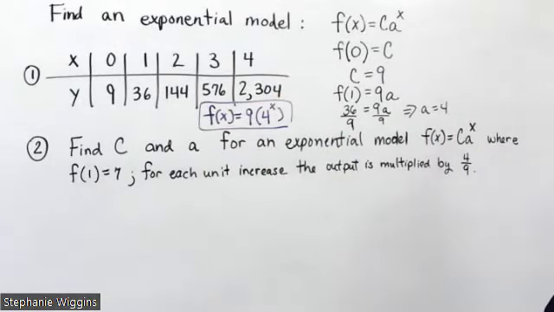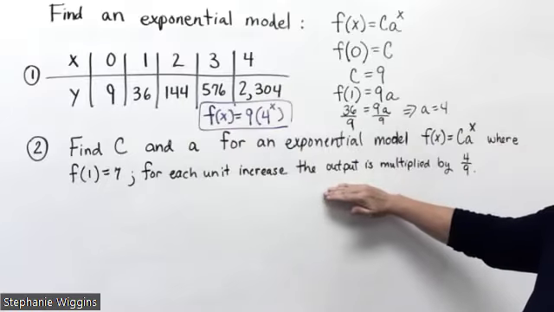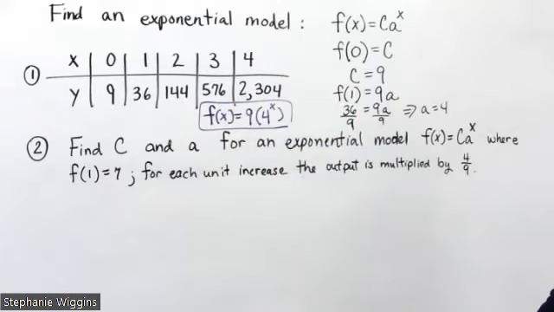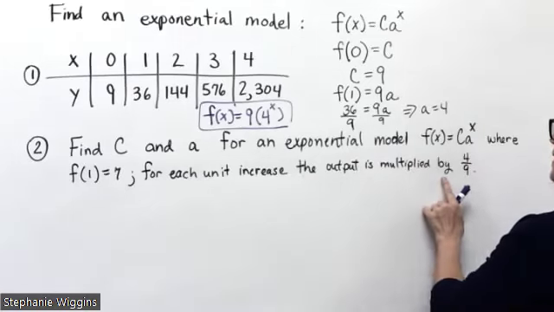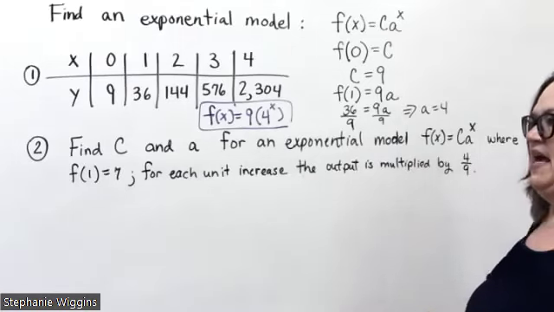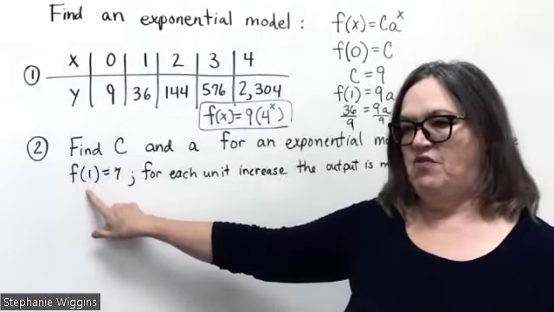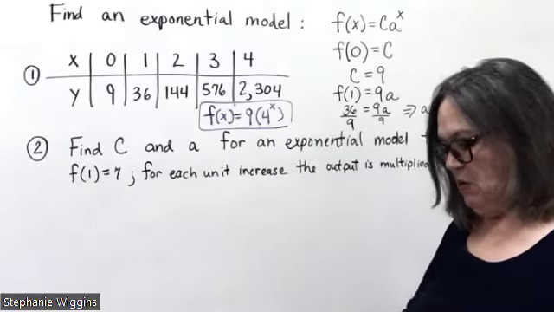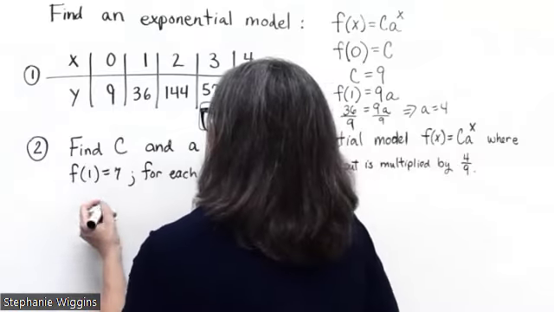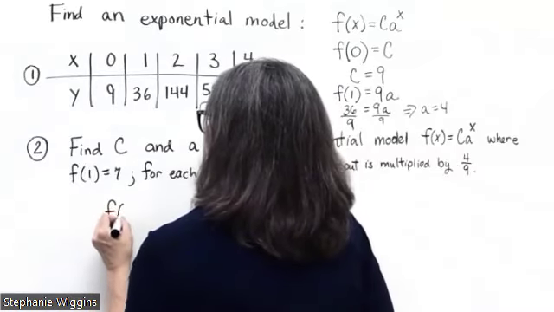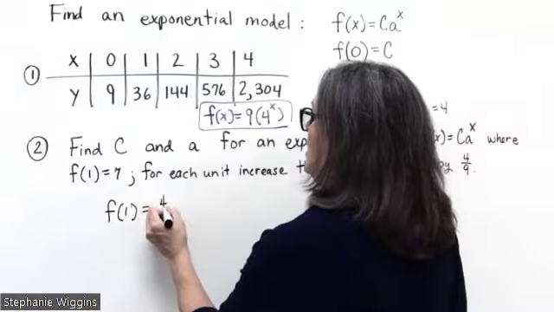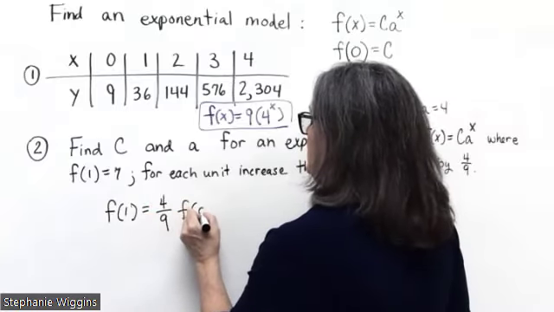All right, now in the next one, it's a little bit trickier because we're not given f of 0. We're given f of 1 equals 7. But they give us a, right? It says for each unit increase, the output is multiplied by 4/9. So to get f of 1, I take f of 0 and multiply it by 4/9, and that's equal to 7. Let me write that out. So if I want to find f of 1, I take 4/9 and multiply it by f of 0.